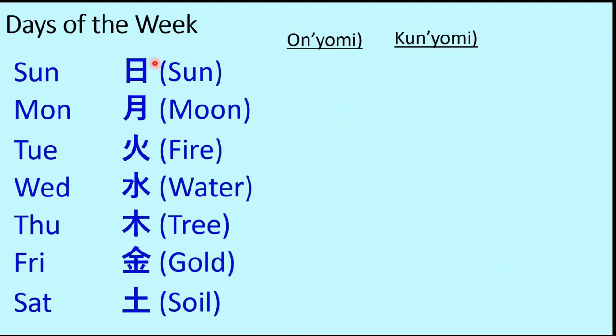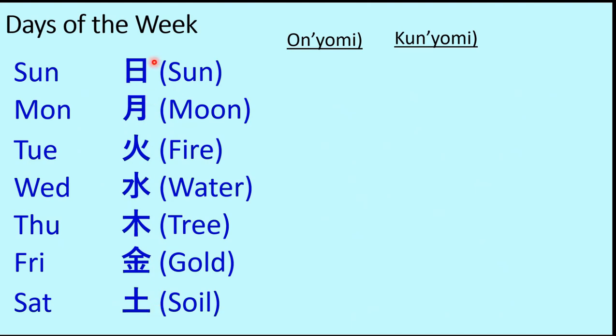So these kanji symbols you are familiar with. These are the very basic kanji symbols, and these correspond to the 7 days of the week. So this is for sun, this is for moon, this is the kanji for fire, this is for water, this is for tree, this is for gold, and this is for soil.